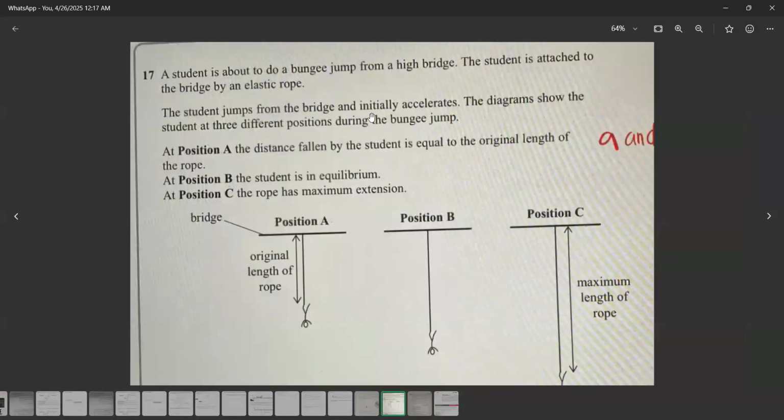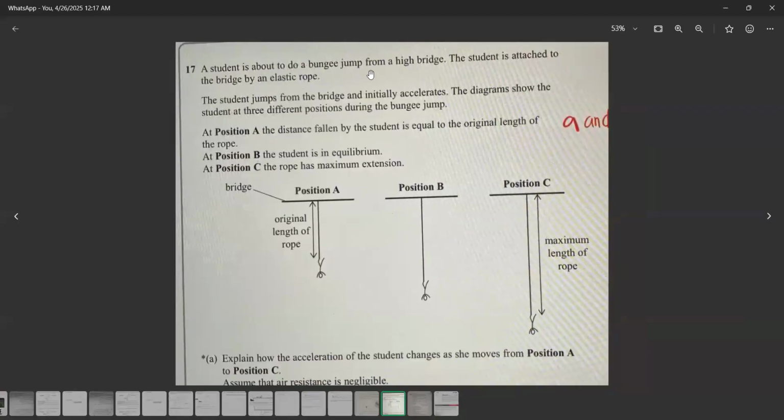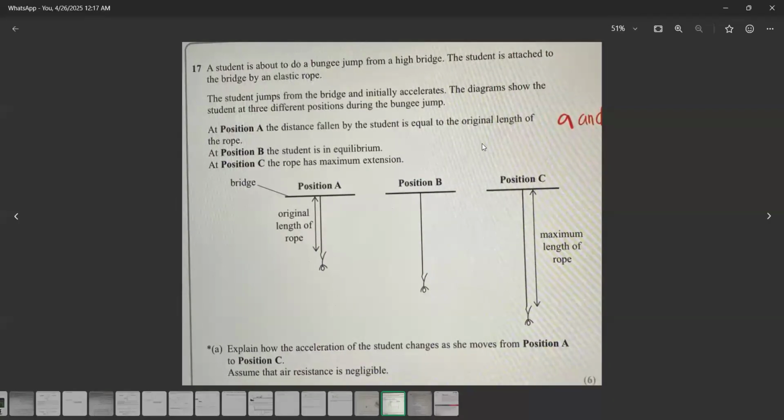Next, a student is about to do a bungee jump from a high bridge. The student is attached to the bridge by an elastic rope. The student jumps from the bridge and initially accelerates. So he's accelerating.